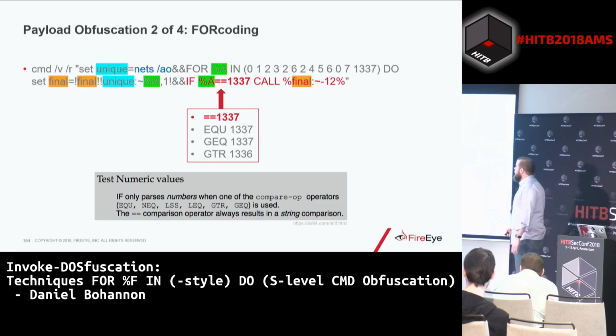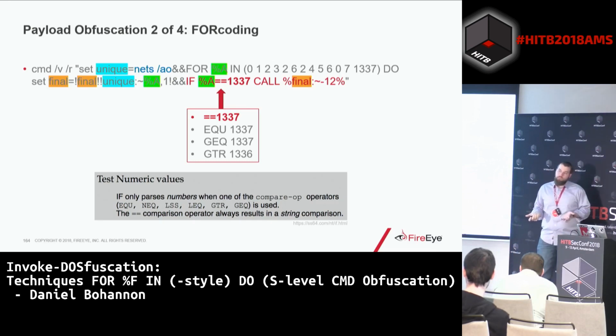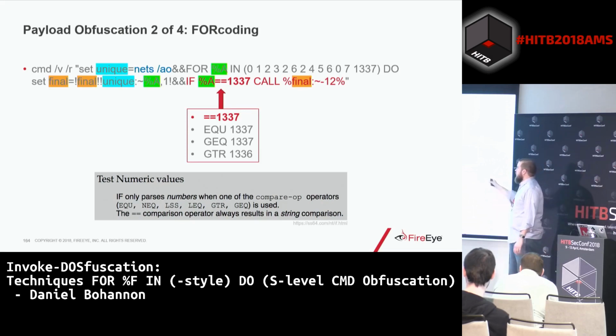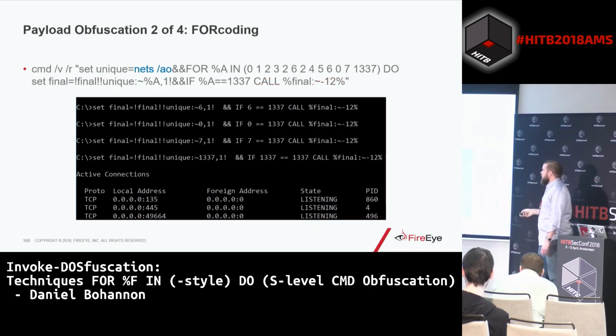This equals is actually a literal string comparison, so it's looking for the actual string 1337, but you can also use equal, greater than, etc. for the compare operators. And this is all randomly selected in the tool when you run it. So when we run this, we'll actually see in standard output each iteration. None of it actually hits the command line, and at the end, it will actually run the final payload.